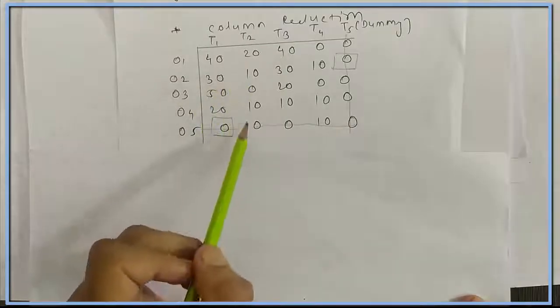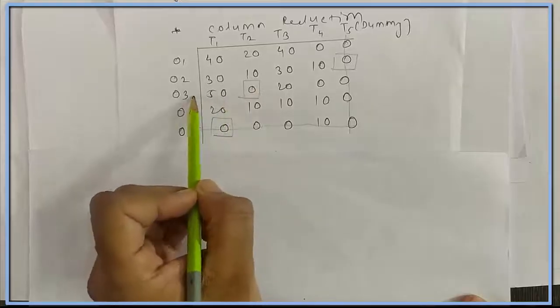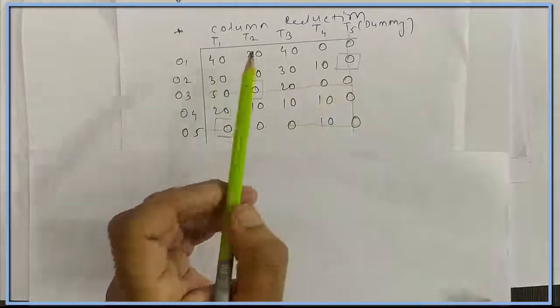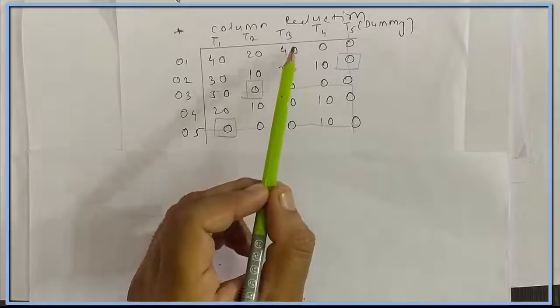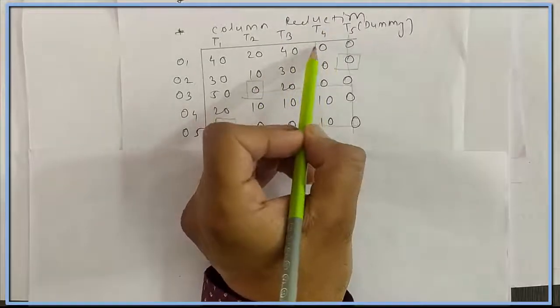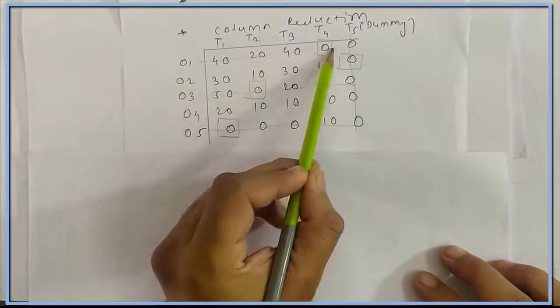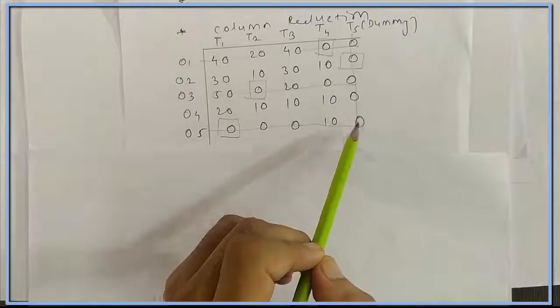Look at the second column, only one 0 is there, this 0 is deleted, therefore we will mark a square and we will draw the horizontal line. In the third column, this 0 is deleted, therefore there is no 0. In the fourth column, only one 0 is there, therefore we will mark a square and we will draw the horizontal line passing through this 0. And this fifth column is also deleted.